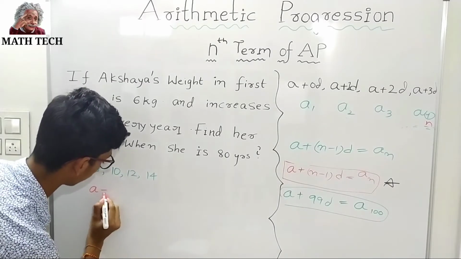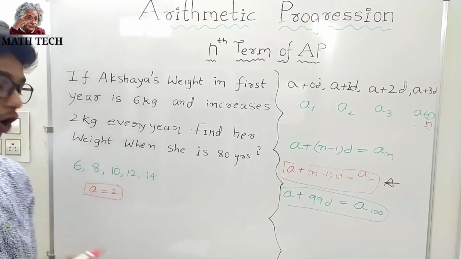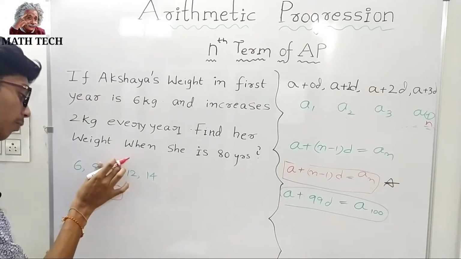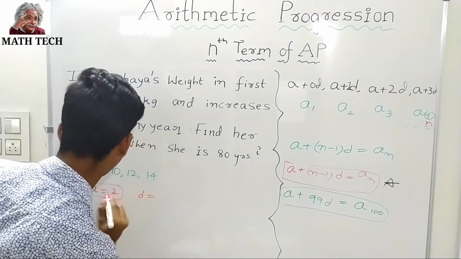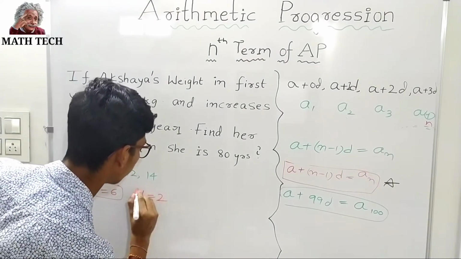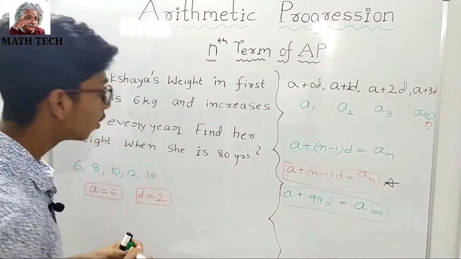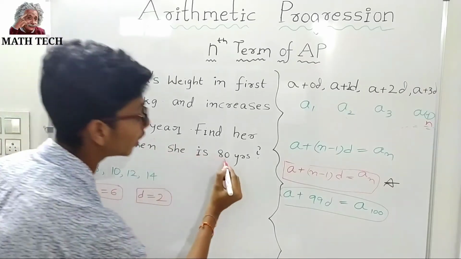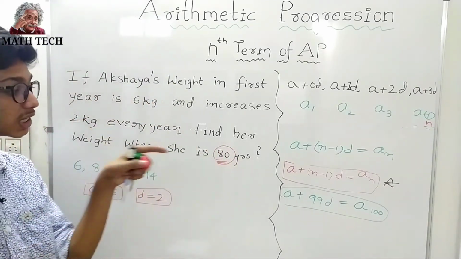A is equal to 2. Okay, and the common difference is 8 minus 6 or 10 minus 8. That is, sorry, A is 6, common difference is 2. Common difference is 2, and we want to find her weight when she is 80 years.